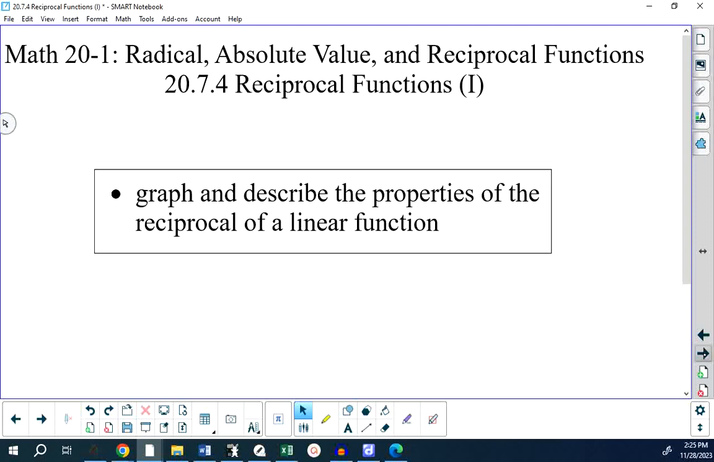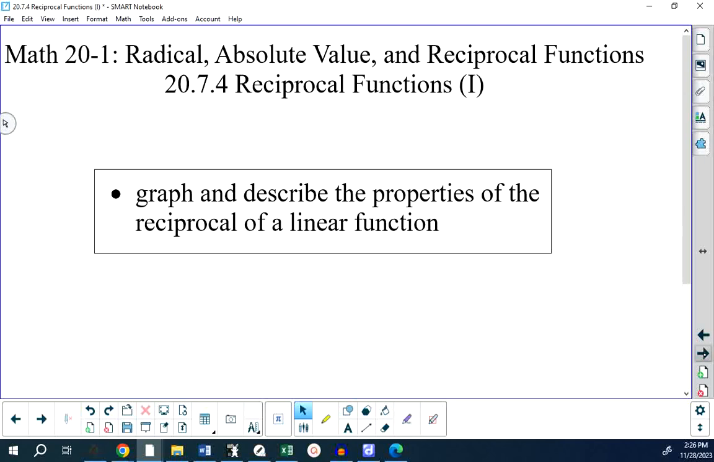And this is part one. Kind of the same thing we did with absolute value equations. We solved absolute value equations, but in part one we were limiting ourselves to absolute values of linear, and then we did absolute value equations where we had absolute values of quadratic. Same thing here. We're going to be looking at reciprocals of linear functions and also at reciprocals of quadratic functions.